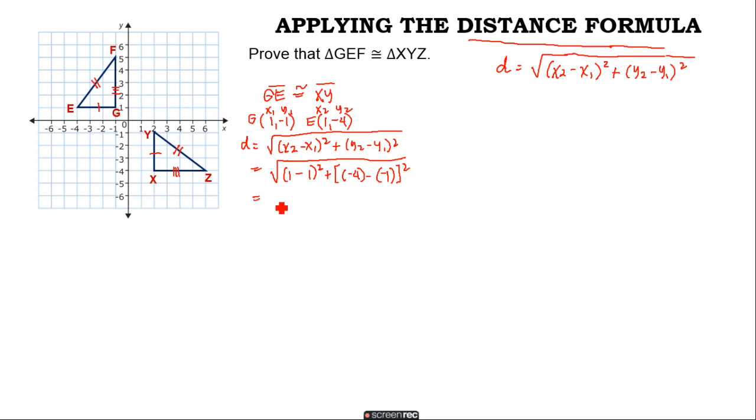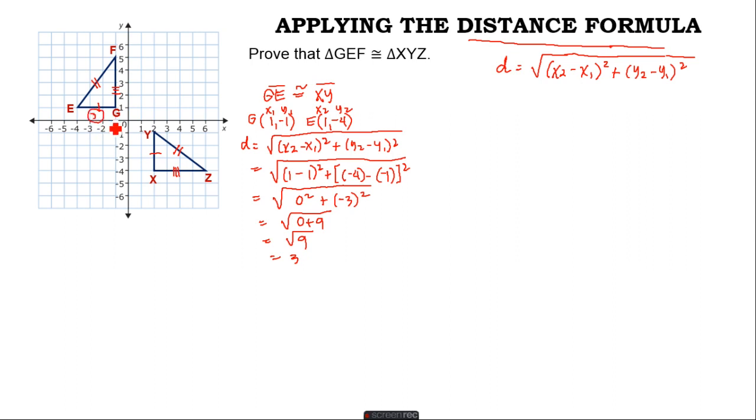This is equal to 1 minus 1, which is 0, squared, plus negative 4 minus negative 1. This will become positive: negative 4 plus 1 is equal to negative 3. So the quantity negative 3 squared. That is equal to 0 plus 9. So this will be the square root of 9, which is equal to 3. That is the first value. So GE here is actually 3.